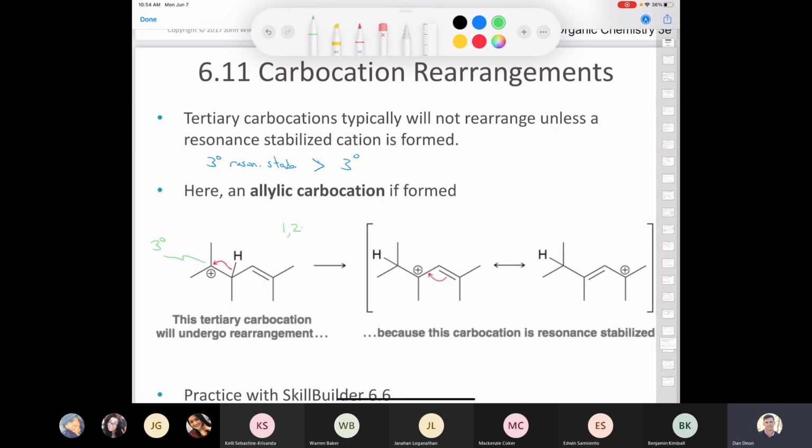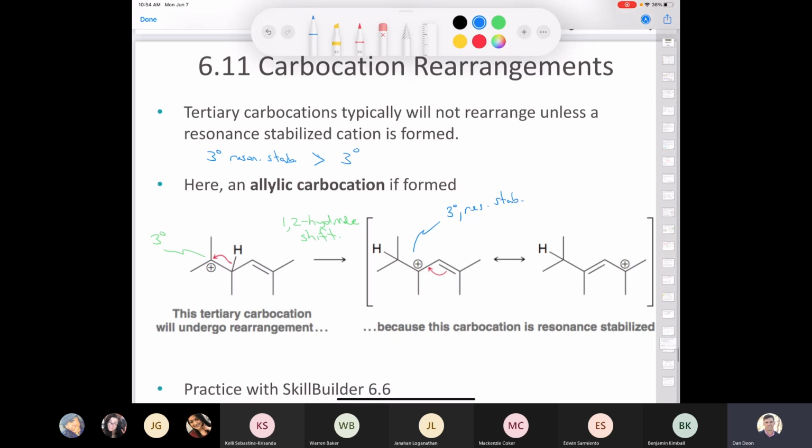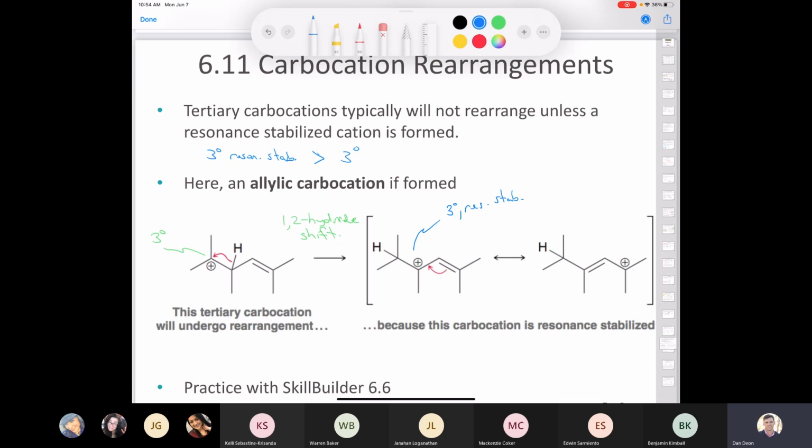So this is a 1,2 hydride shift. It is happening. Why is it happening? Because now you've produced something that is tertiary and it's resonance stabilized. Tertiary and resonance stabilized. So it's a double whammy. Okay? And how would you recognize that? You train your eye to notice it, is really all there is.